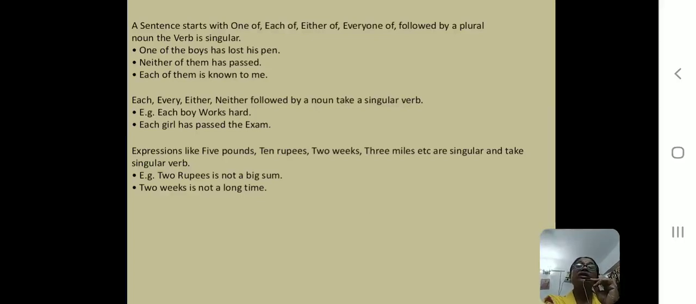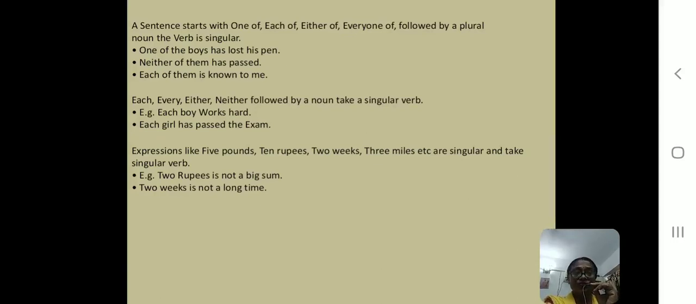For example, one of the boys has lost his pen, neither of them has passed, each of them is known to me. So you will notice here that all the verbs which I have used here are singular. Next rule is, each, every, either, neither, followed by a noun takes a singular verb. Like, each boy works hard. So each, and after that we are seeing works, that is singular. Each girl has passed the exam.